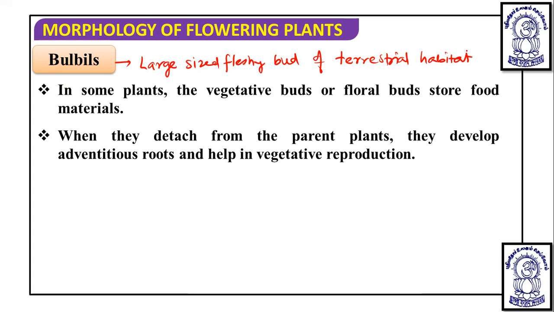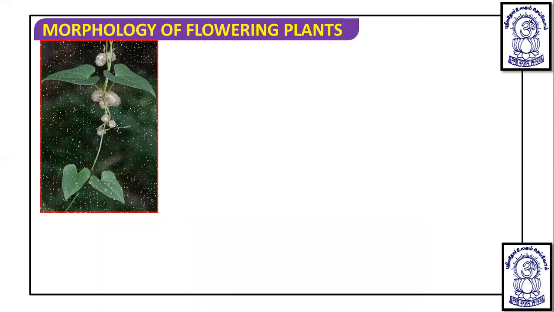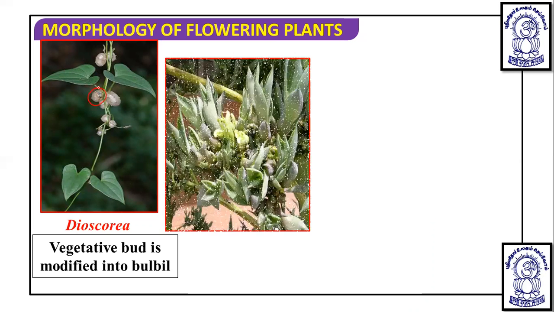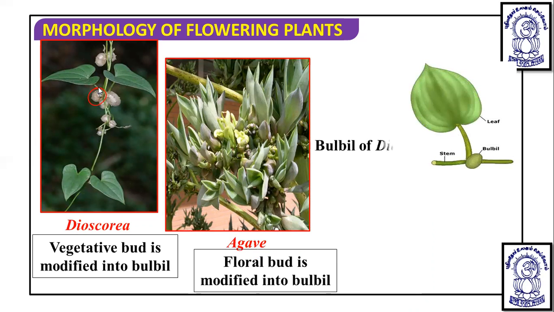When they are large in size, they detach from the parent plant. Then when they reach the soil, they develop adventitious roots and form a new plant, meaning they help in vegetative propagation. So these structures are known as bulbils. Bulbils are seen in Dioscorea, where the vegetative bud gets modified into the bulbil. You can see these are the bulbils. In the same way in Agave, the floral bud gets modified into a bulbil. And in Dioscorea also bulbils are seen like this at the base of the leaf.